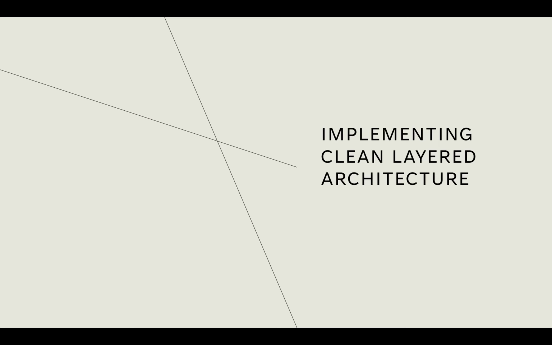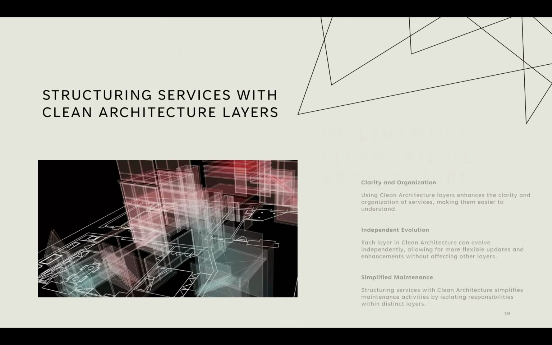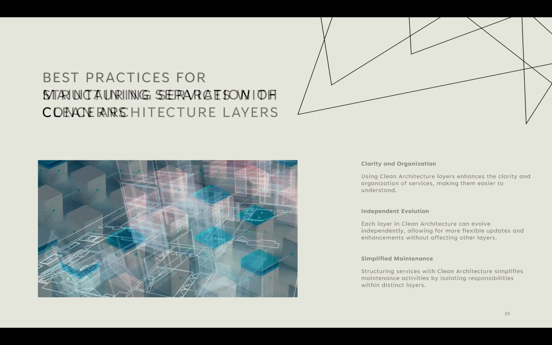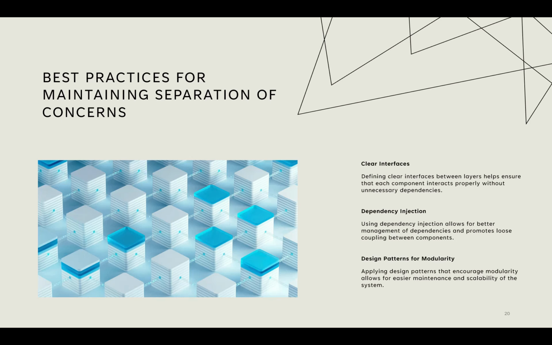Implementing clean layered architecture involves structuring services according to the defined layers, ensuring that each layer adheres to its responsibilities and communicates effectively with others. Structuring services with clean architecture layers promotes clarity and organization. Each layer can evolve independently, simplifying updates and maintenance. Best practices for maintaining separation of concerns include defining clear interfaces between layers, using dependency injection, and applying design patterns that support modularity.